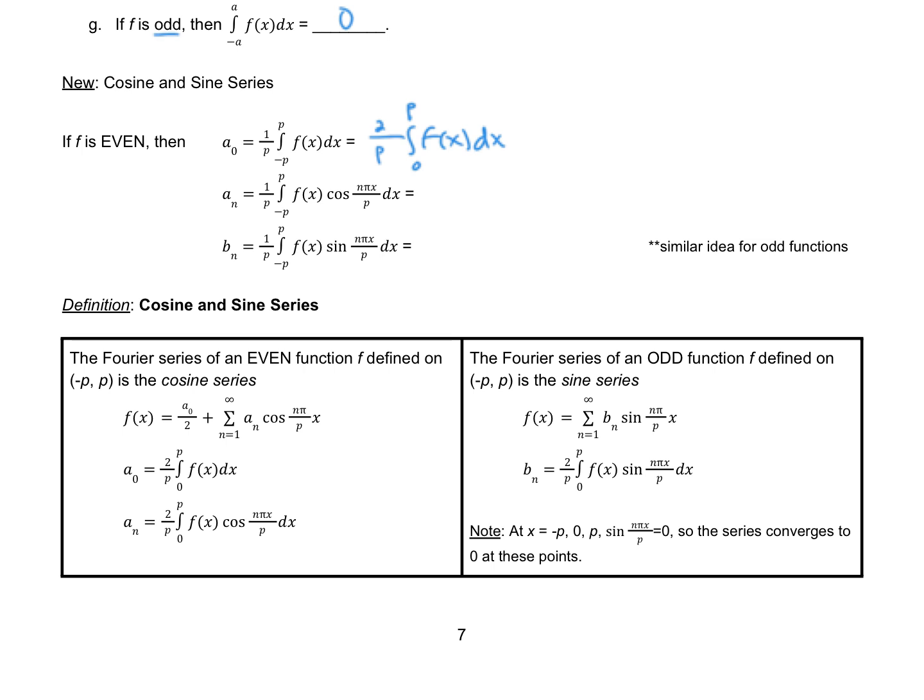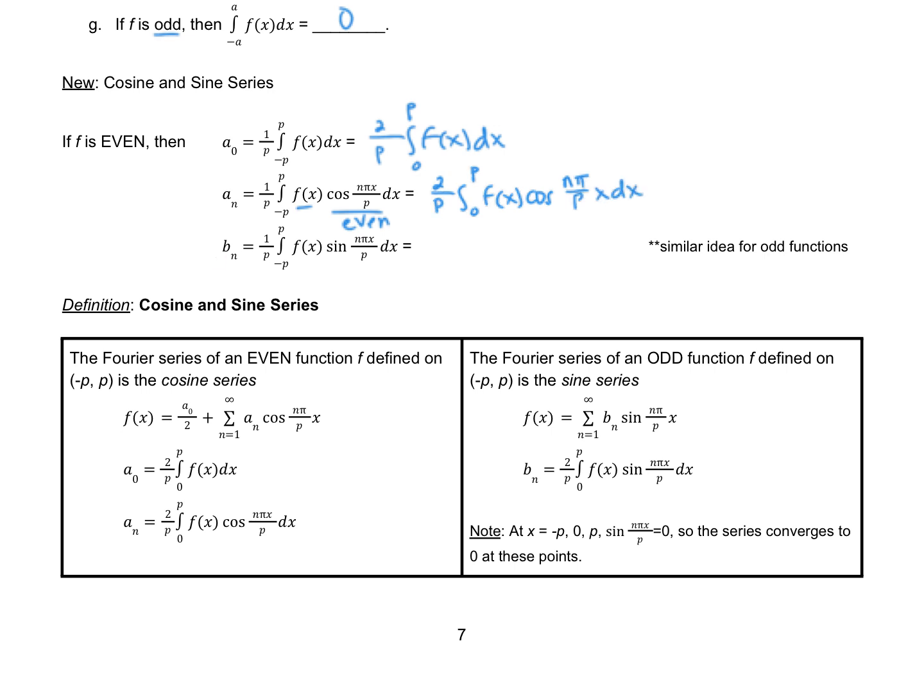Then if we look at a of n and b of n, again, these are just the general formulas that we found earlier. Well, f of x we know is even. Cosine is also even. So this is a product of even functions, which means this entire expression is also going to be even. So again, we can rewrite this. This becomes 2 over p, the integral from 0 to p, of f of x cosine of n pi over p x dx.